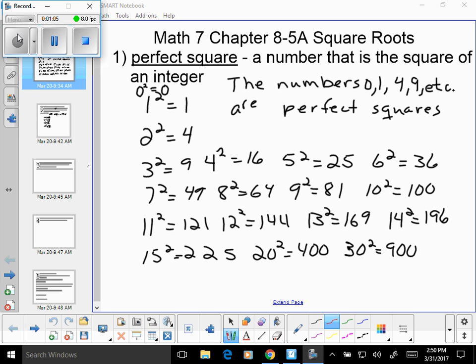Plus I've given you a couple of them, like 20 squared is going to be 20 times 20. Now, if you've got 20 times 20, the 2 times the 2 equals 4. You have 2 zeros, so we have 400. 30 squared is going to mean 30 times 30. So you have 3 times 3, which gives you 9. And then the 2 zeros give you the 2 zeros at the end. Kind of a shortcut idea.